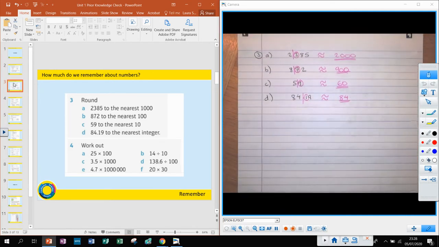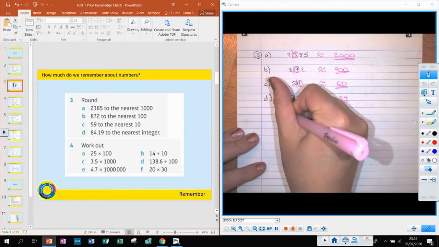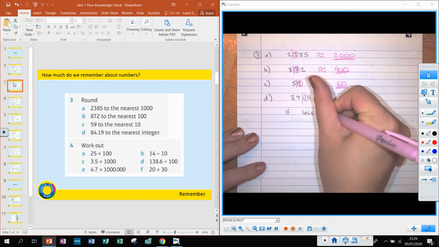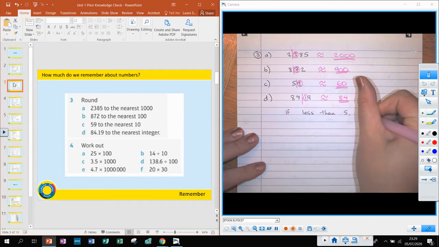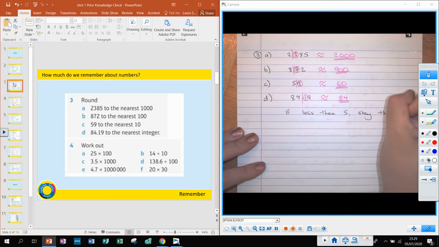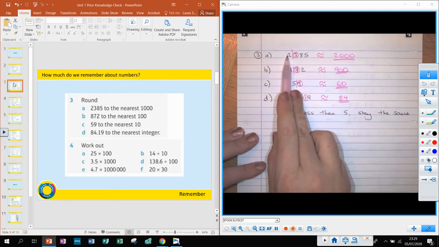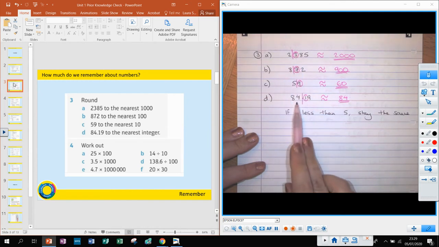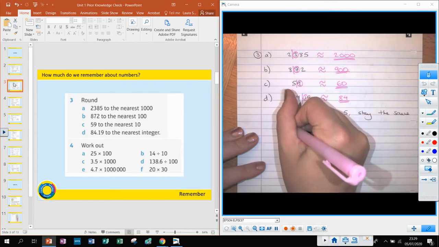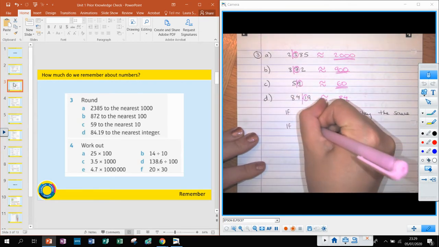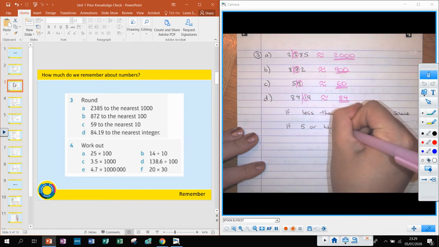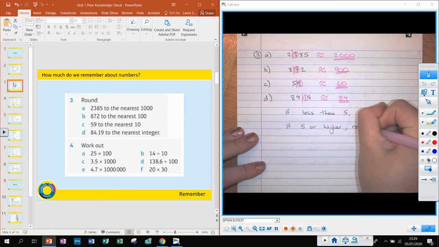You do have 2 rules, though, that will help you. If less than 5, we stay the same. So when we looked at this one, we kept that as a 2, so we had 2,000. That was less than 5. When we looked at the 84.19, the 1 was less than 5, so that stayed as a 4, so we had 84. So if less than 5, stay the same. If 5 or higher, round up.